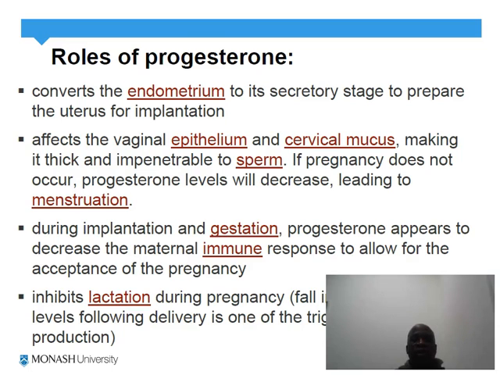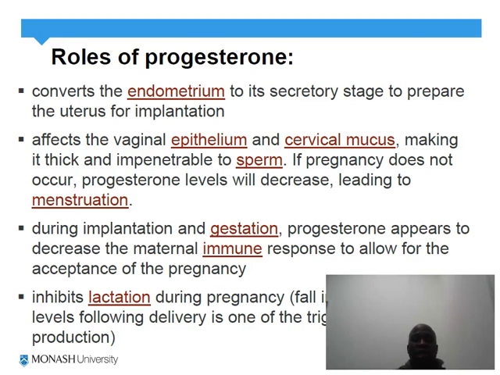Okay. It affects the vaginal epithelium and the cervical mucus, making it thick and impenetrable to sperm. And if pregnancy, okay, maybe let me just quickly say something about this here, is that once the egg has been fertilized and is ready for implantation in the uterus, it is the role of progesterone to block other sperms from coming in to obstruct the development of the pregnancy.